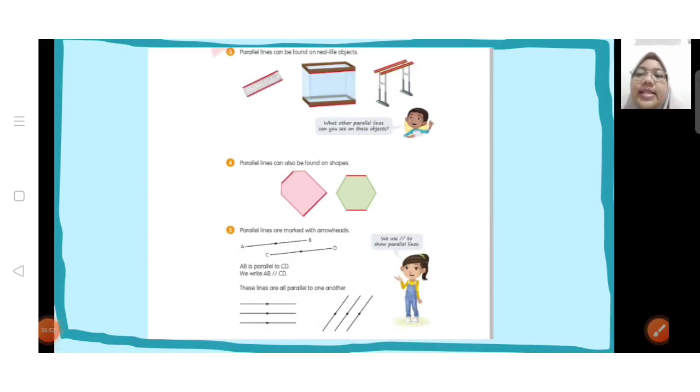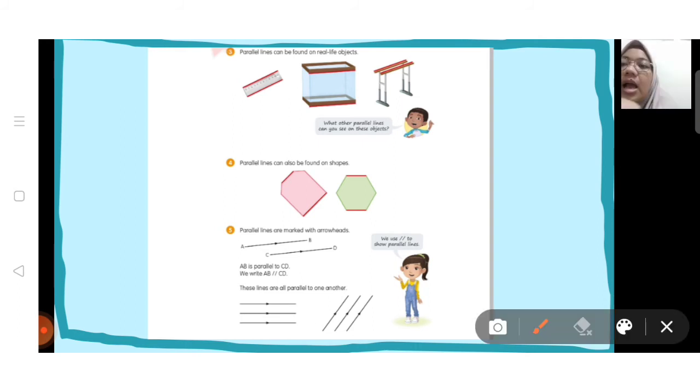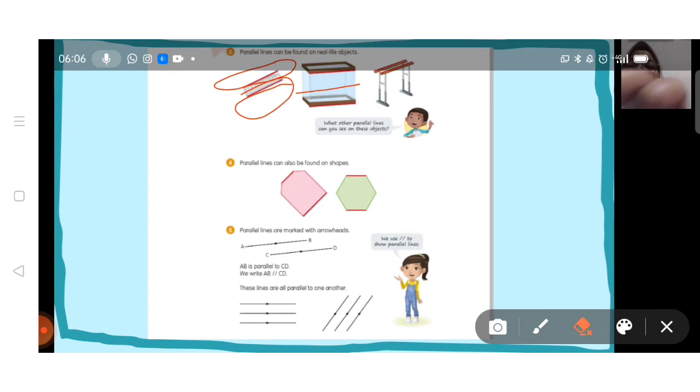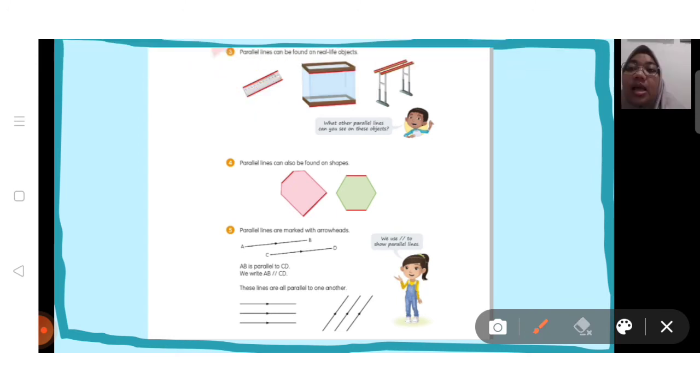Okay, so this is an example of things around us that include parallel lines, like a ruler, upside and downside. It is parallel lines. You can see it in the aquarium. This side and this side, upside and downside, are also parallel lines. The red one, you can see the red one there. Nah, the other parallel line, this one and this one, the left side and the right side of the ruler are also parallel lines.